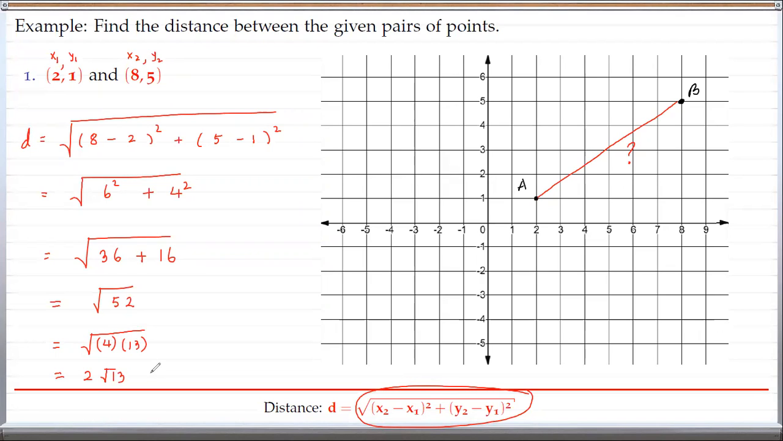And if you like this in decimal form, we can use our calculator. So using our calculator, we get 7.21 rounded to 2 decimal places. That distance, so this length, is 2 square root of 13, which is approximately 7.21 units.